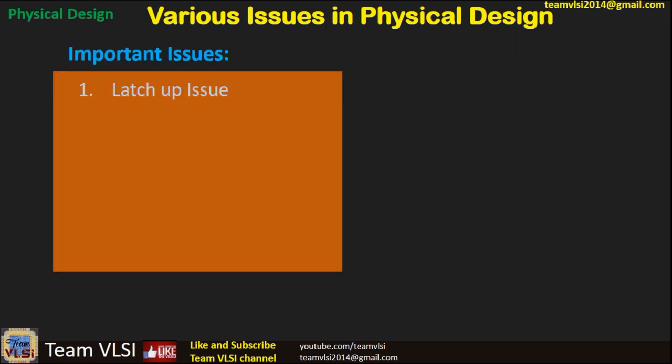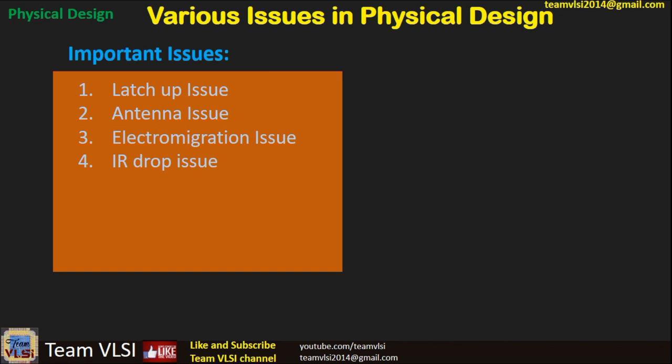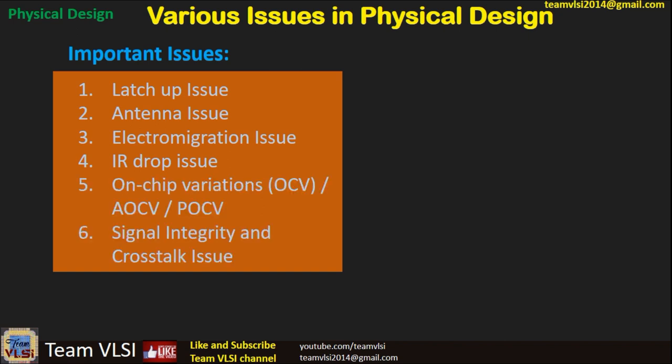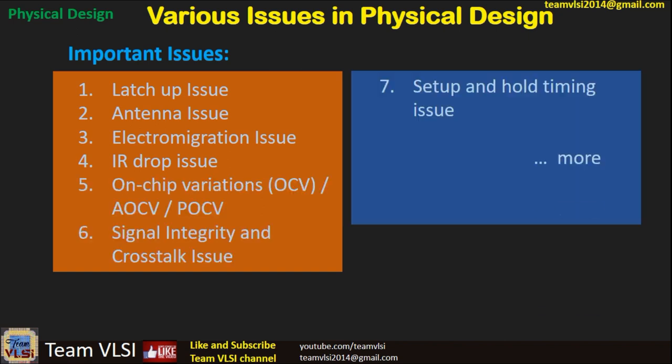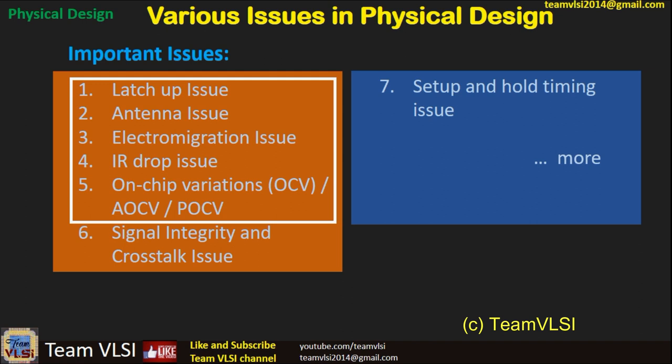So the important issues, the list of important issues, are here. We plan to discuss the following issues in this session: latch-up issue, antenna issue, electromigration issue, IR drop issue, on-chip variations, signal integrity, and setup and hold timing issue. Out of these issues, we have already discussed the first five issues up to on-chip variation. So today we are going to discuss signal integrity and crosstalk. So let's begin.